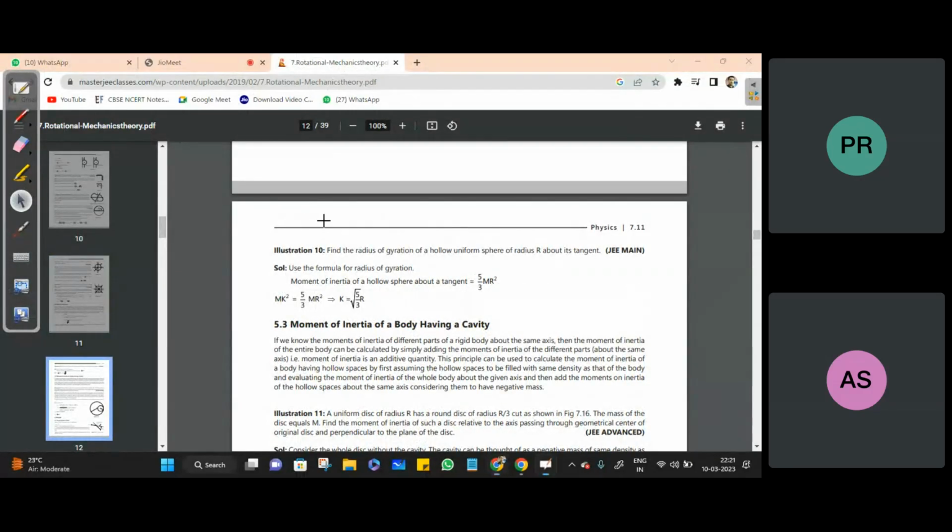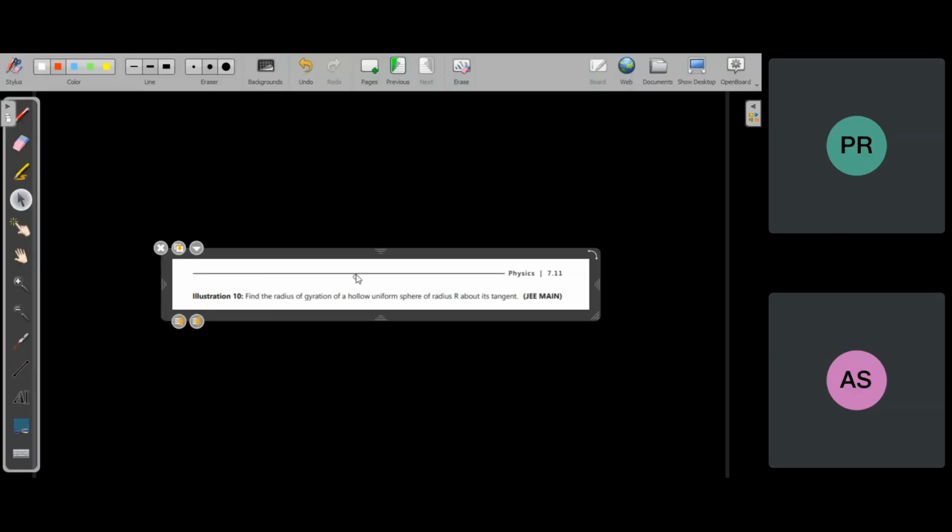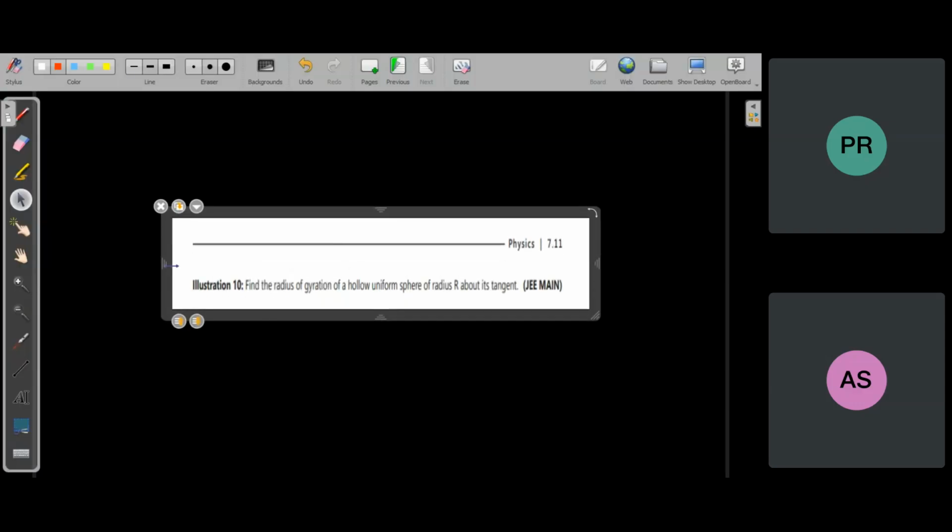Now here you have this question. You can try this quickly. Just try this question quickly. It was already asked in the JEE Mains exam.